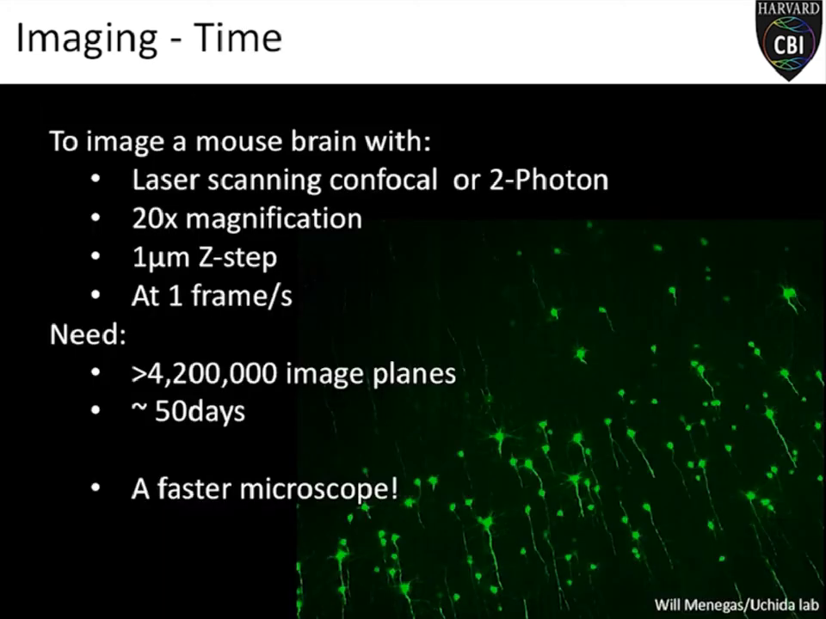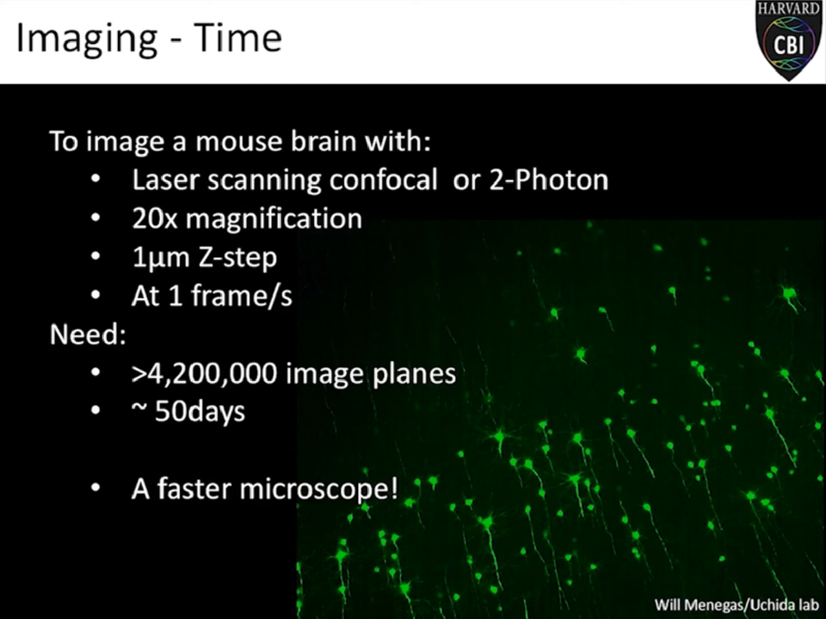So our next barrier is just the sheer amount of time that it's going to take to image a sample. So I sat down and did a calculation a while ago. If you wanted to image an entire mouse brain that's been cleared with a laser scanning confocal or 2-photon microscope, you had an objective that had a 20x magnification, you did a 1 micron Z-step, and you were able to image one Z-slice at a time, you actually need over 4.2 million images to do this, and it's going to take you about 50 days.